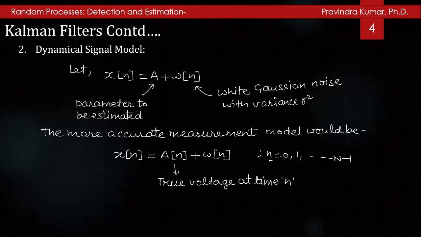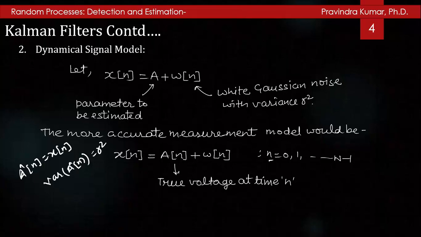However, with this model our estimation problem becomes more complicated, since we need to estimate A[n] for n = 0 to N minus 1 instead of just a single parameter A as in the previous case. So the MVUE estimator of A[n], A cap[n], will be x[n]. The estimates will be inaccurate due to a lack of averaging, and the variability will be identical to that of the noise, or you can say the variance of A cap[n] will be equal to sigma squared.